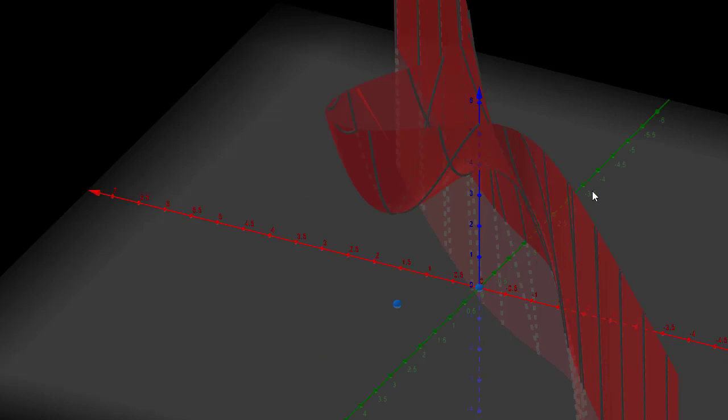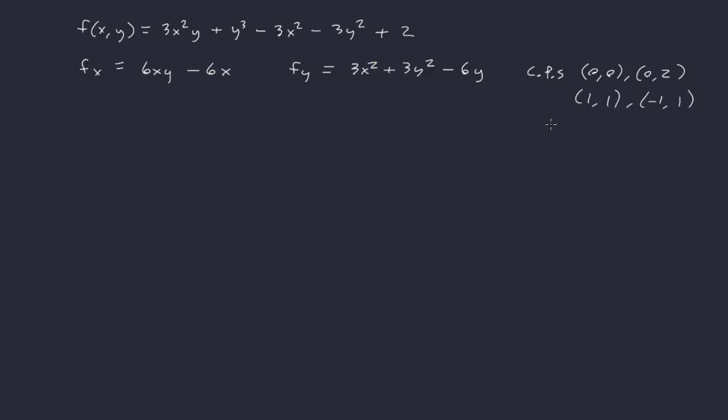All right, so let's look at the other example, and that should do it for this particular lecture. Okay, so that second example we looked at, we've already found f sub x, f sub y, and the critical points 0, 0, 0, 2, 1, 1, and negative 1, 1. Okay, so now we need to find the second partial derivatives. All right, so we'll just crank through that. F sub xx, we're going to differentiate this with respect to x, so we'll get 6y minus 6. Okay, f sub yy, again, we differentiate this with respect to y, so the 3x squared disappears.